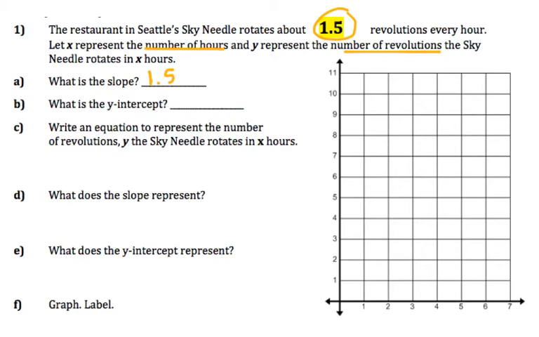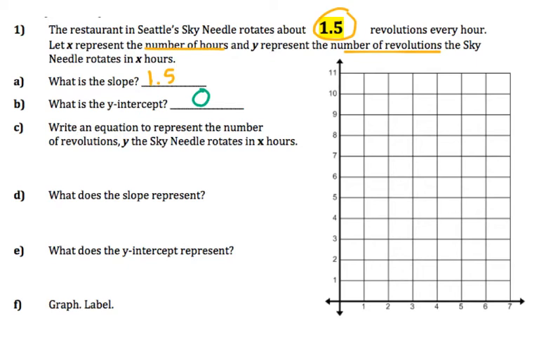B. What is the y-intercept? Well, we have to think about this. If x is 0, we've done 0 hours of rotation, then how many rotations would have happened? Well, that would be 0 rotations if 0 hours or 0 minutes have passed. So our y-intercept is 0.